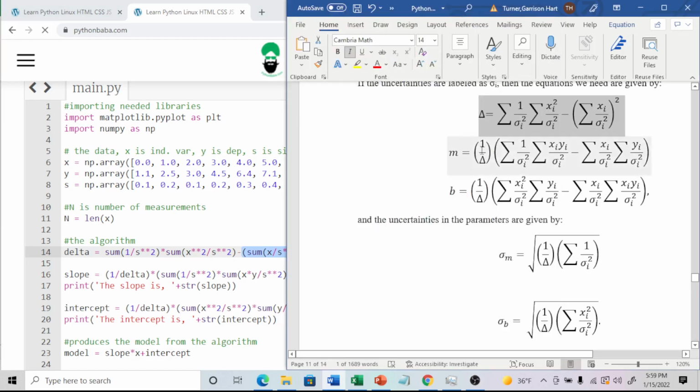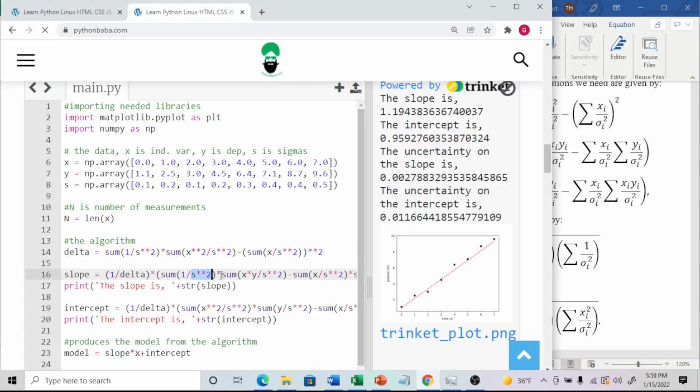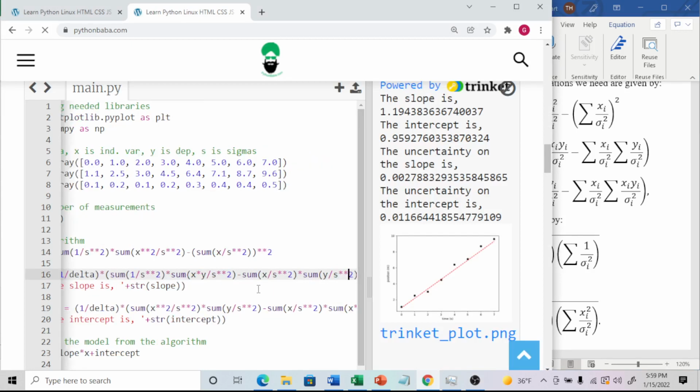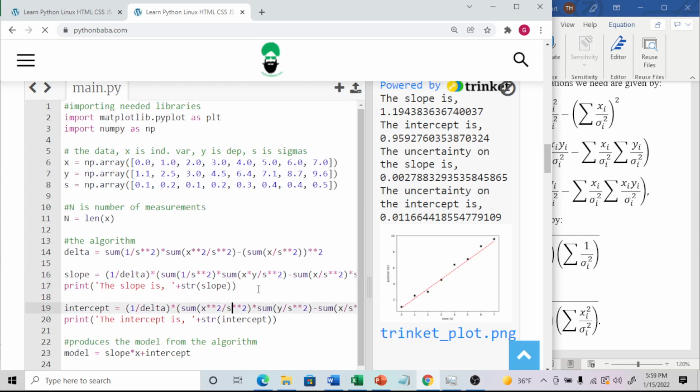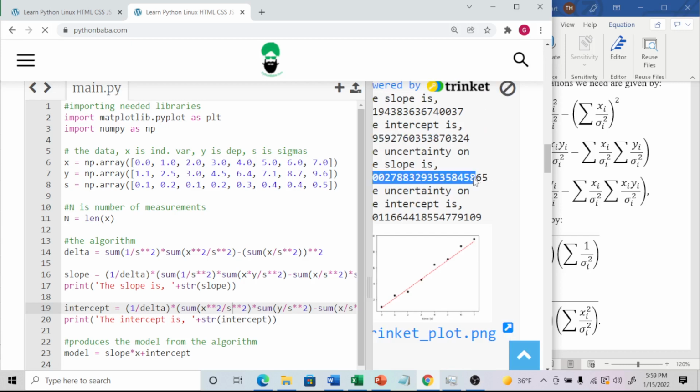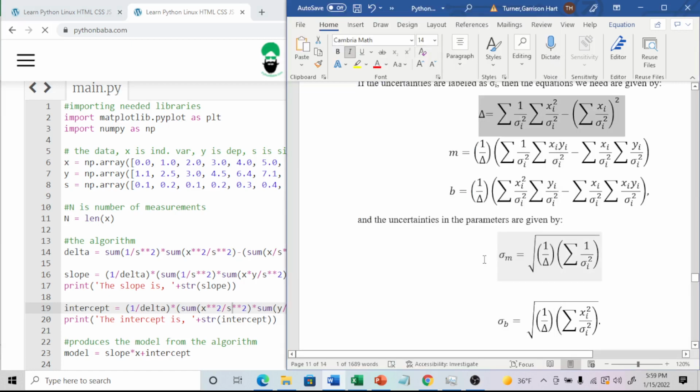The slope is given by this, and so I've inserted the 1 over s squareds everywhere. And I've done the same thing for the intercept. Now, you'll notice, I've rerun the program, and the slope is now given by this, and the intercept is given by this. The uncertainties on these are extremely small, much smaller than they were in the previous case. This is because I haven't updated these calculations yet.